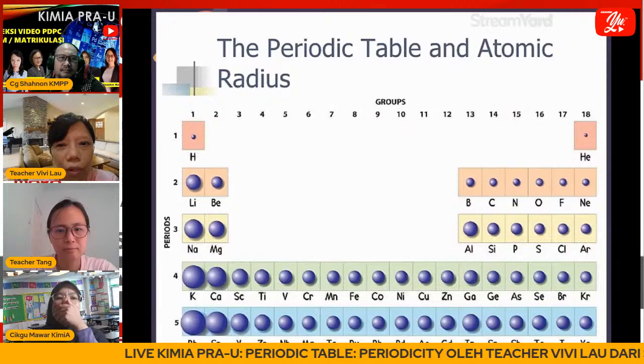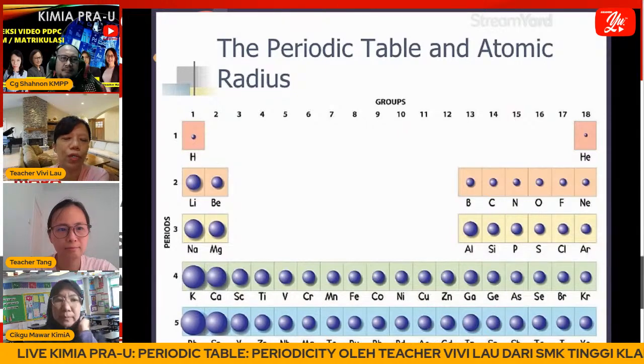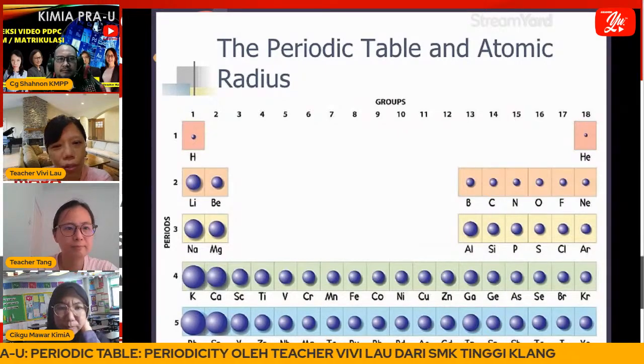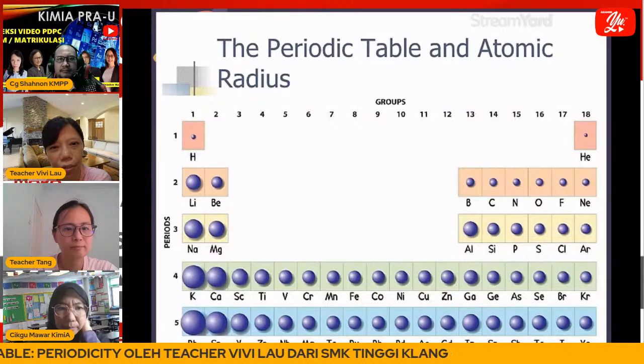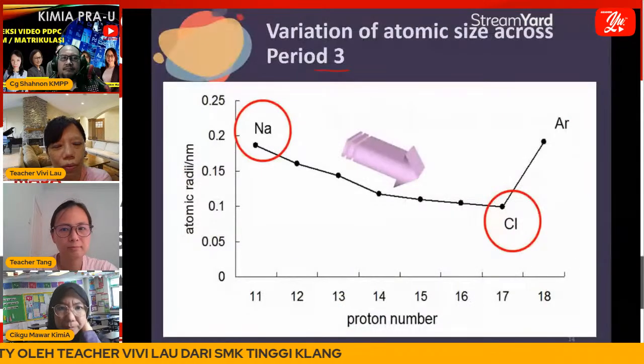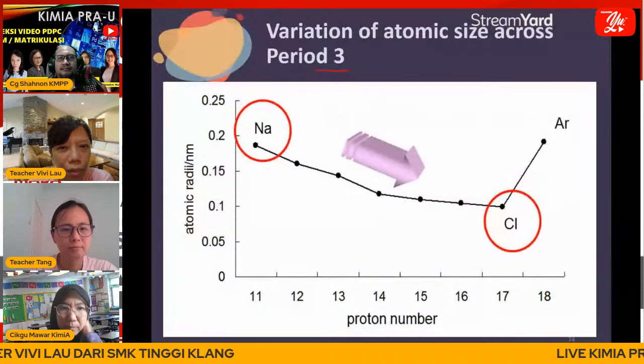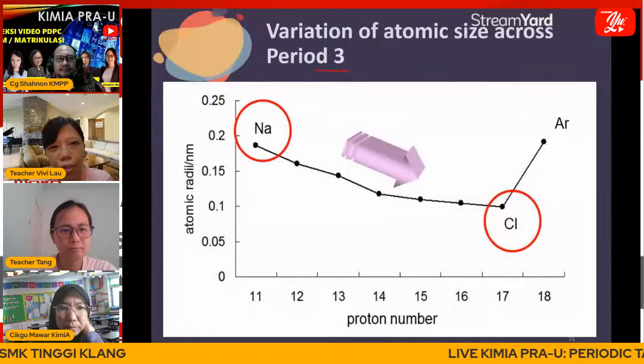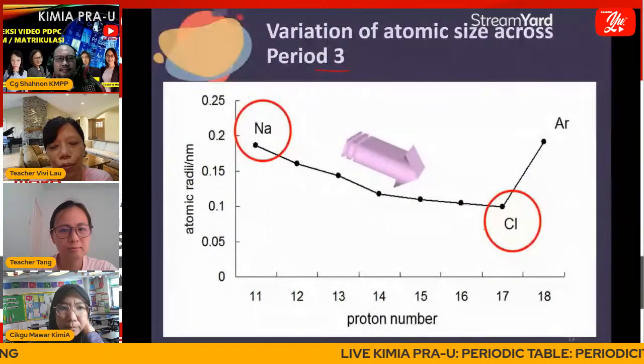Then we focus first on atomic size. So across the period, the atomic size is decreasing. For period 3, the atomic size generally decreases from sodium to chlorine.